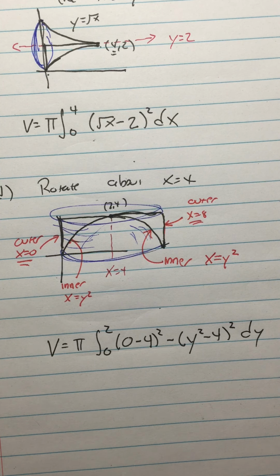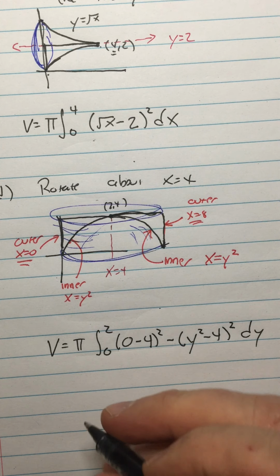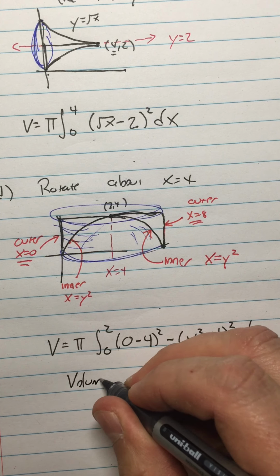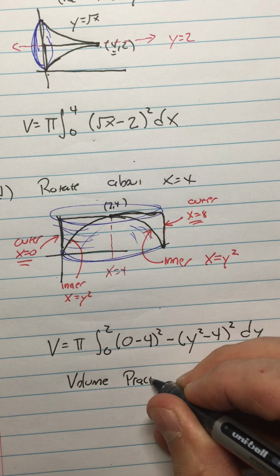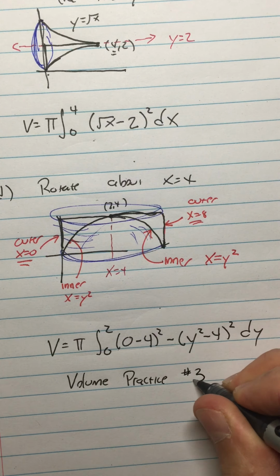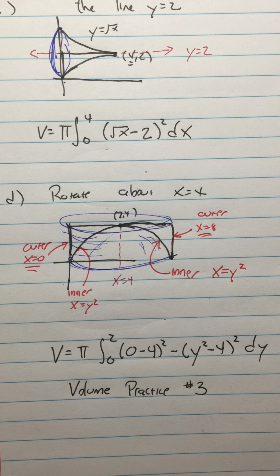That is off-axis revolutions. Next up, volumes of known cross-section. By the way, these are all in volume practice number 3, which is posted. It's part of the homework. So you can work on volume practice number 3. It's got off-axis x and y, some tricksy things in there. And then volume practice number 4 is going to be the known cross-section, which we must do next.